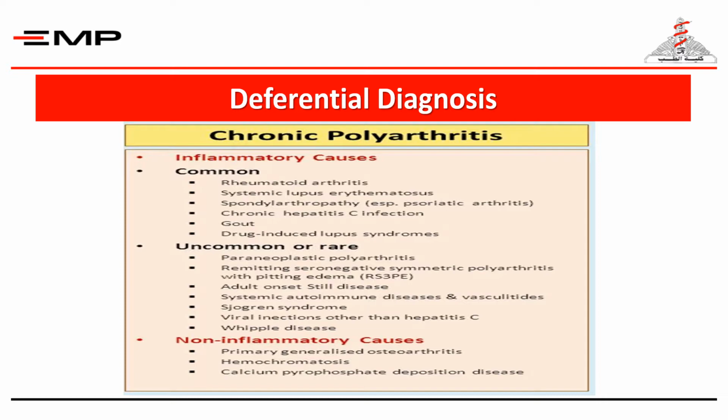But the non-inflammatory causes may be primary generalized osteoarthritis, which is somewhat common and can be misleading for patients with rheumatoid if we are not concentrating well, hemochromatosis, calcium pyrophosphate deposition disease.